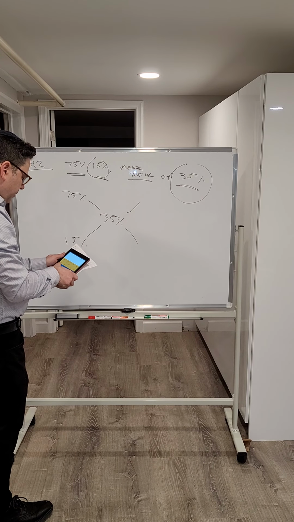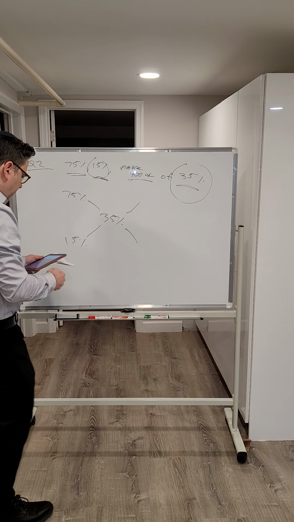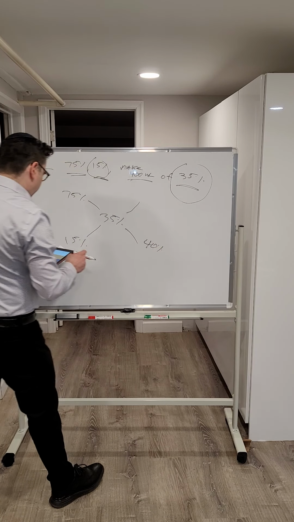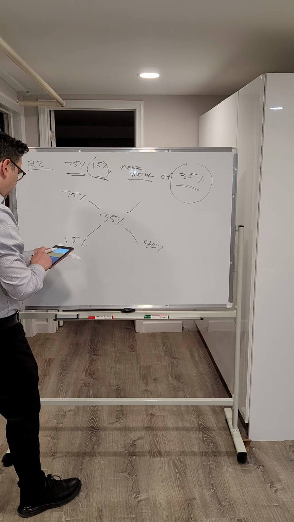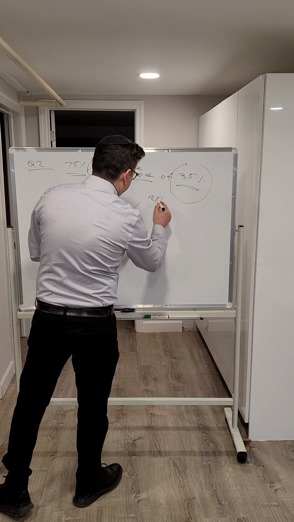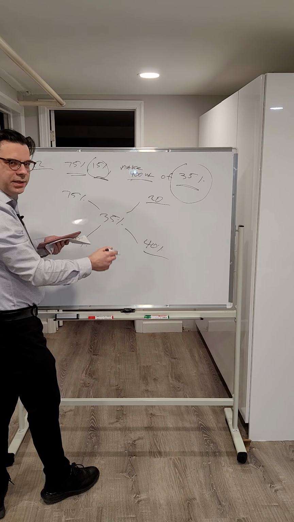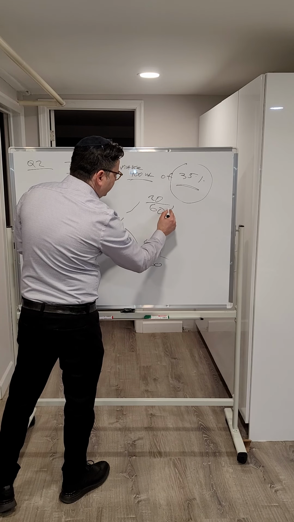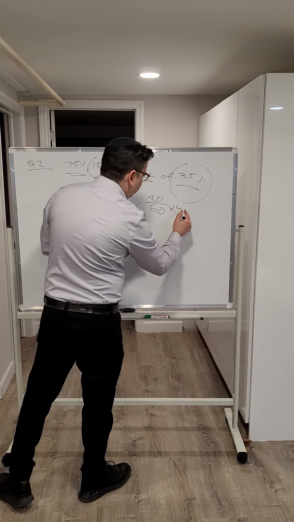So we're going to do 35 subtracted from 75, and we get 40. And then 15 subtracted from 35, which is 20. And then again, we're going to add the numerators to give us the denominator. So 60. This time we're going to multiply it by 400 because we need a total of 400.